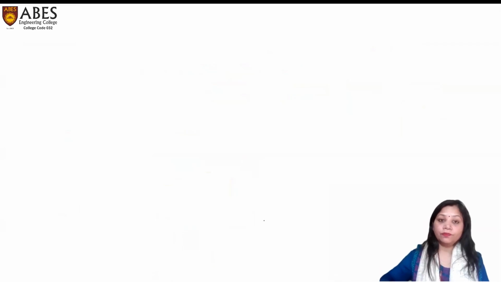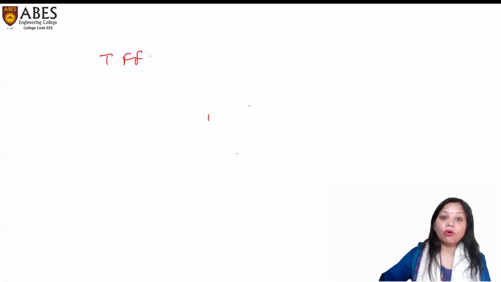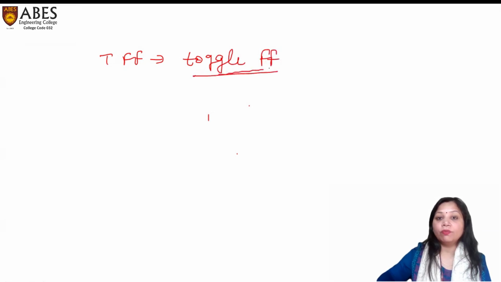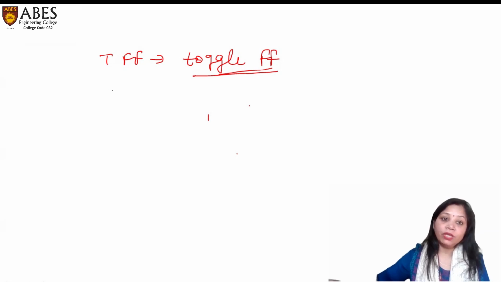We now come to the T flip-flop. We make the T flip-flop with the help of the JK flip-flop. The T flip-flop is called the toggle flip-flop. हम यहाँ पर JK की 1 1 वाली कंडीशन को मेनली यूज करेंगे और we make the T flip-flop. हम T फ्लिप फ्लॉप बनाते हैं with the help of JK flip-flop if we connect both the inputs of J and K.